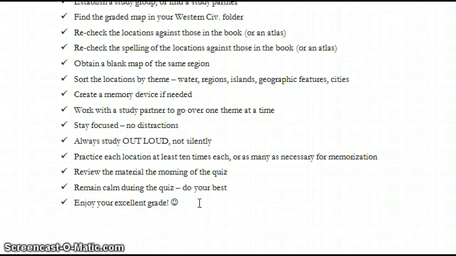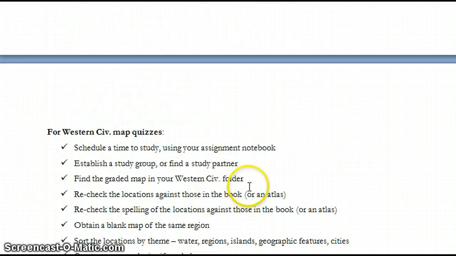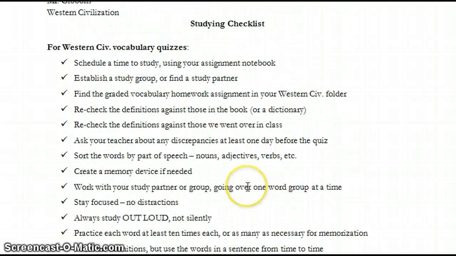This has been a checklist for Western Civilization for how to study for Western Civ map quizzes and vocabulary quizzes.